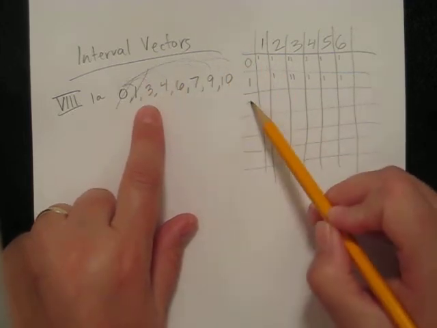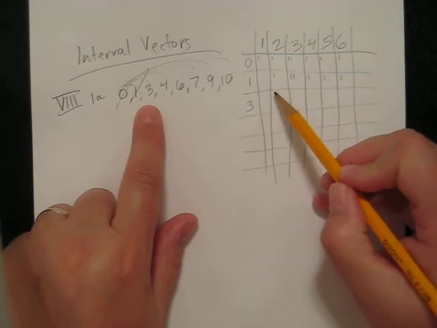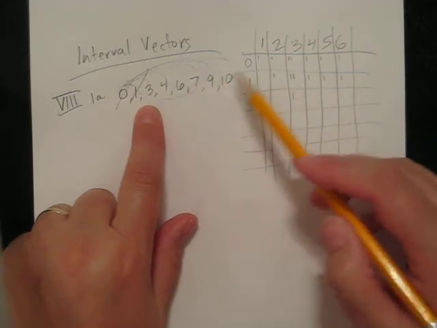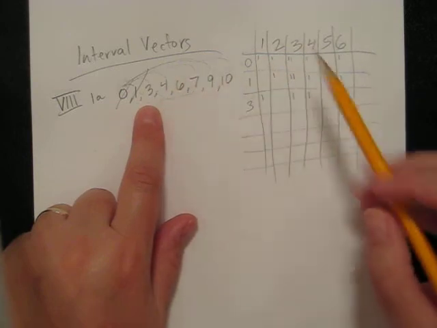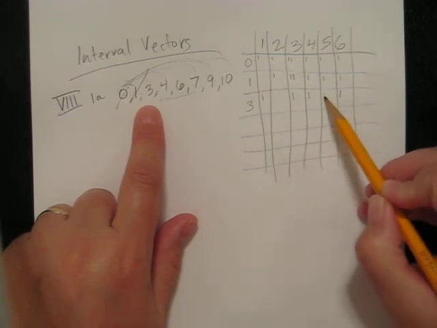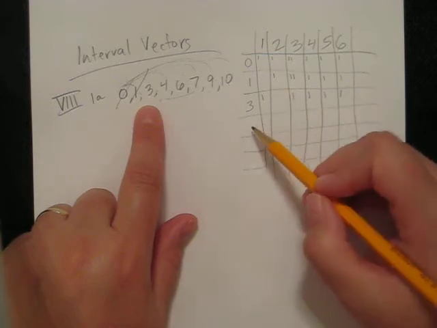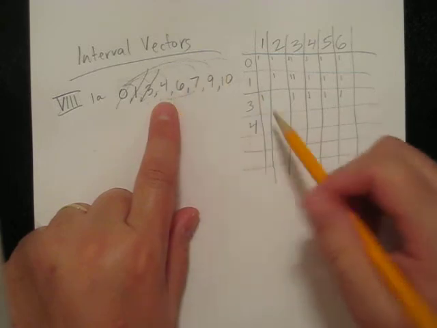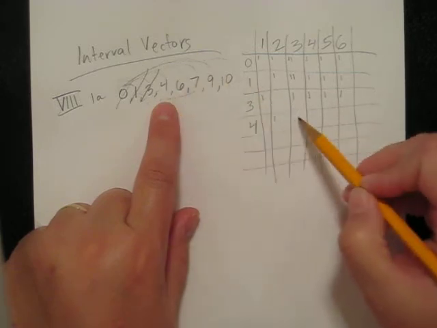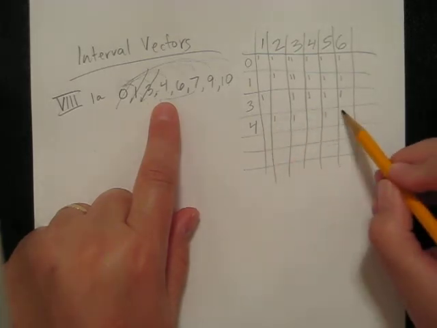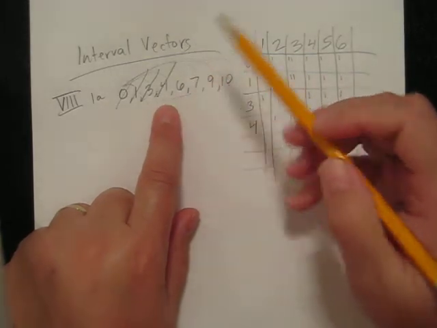Now we're going to do 3. 3 to 4 is a 1, 3 to 6 is a 3, 3 to 7 is a 4, 3 to 9 is a 6, and 3 to 10 is a 5 because it's an interval of 7, but an interval class of 5. Okay, we're done with 3. We're going to go to 4. 4 to 6 is a 2, 4 to 7 is a 3, 4 to 9 is a 5, 4 to 10 is a 6. Done with 4.